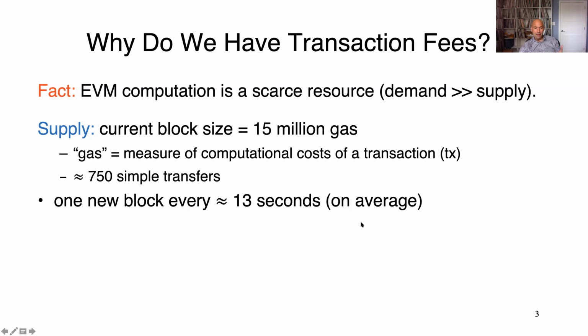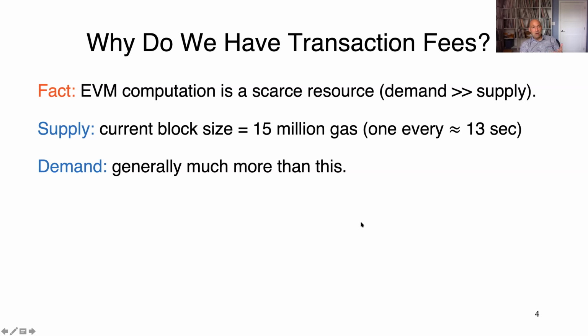So that's the supply. Demand, on the other hand: if EVM computation was free, much more than 15 million gas worth of transactions would be interested in being executed on the Ethereum blockchain. That's what I mean by demand far exceeding supply. Fundamentally, this means that, like it or not, the Ethereum blockchain has to select a subset of the pending transactions to be included on chain. Not everybody can go on chain. So which ones go on chain, and which ones do not?